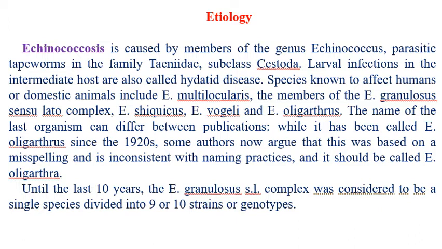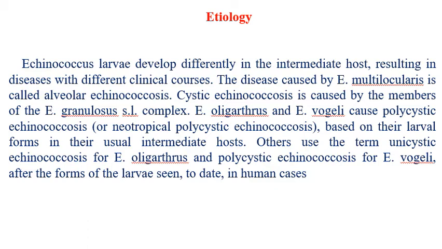Until the last 10 years, the Echinococcus granulosus sensu lato complex was considered to be a single species divided into 9 or 10 strains or genotypes. Echinococcus larvae develop differently in the intermediate host, resulting in disease with different clinical courses. The disease caused by Echinococcus multilocularis is called alveolar echinococcosis. Cystic echinococcosis is caused by members of the Echinococcus granulosus sensu lato complex.